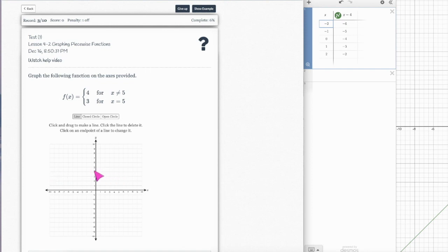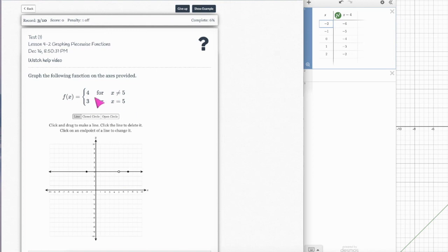So I am going to have a line. Let's start it here. It's going to keep going on forever on that side, and it's going to keep going on forever on that side. But x is not going to be equal to 5. So I'm going to open a circle up where x is equal to 5.